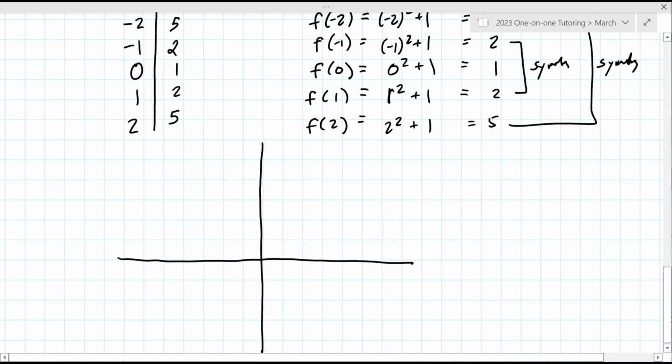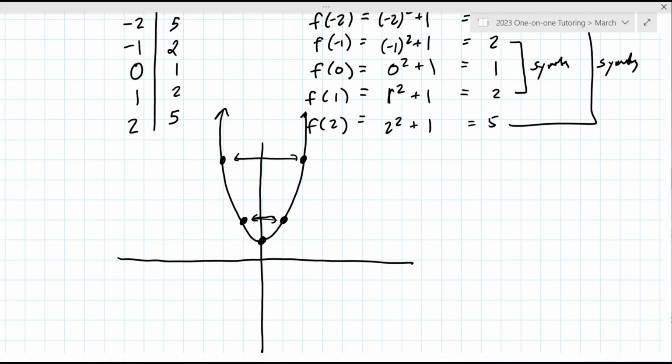Here is 0, 1, 1, 2, 2, 5. And then by symmetry, you see the -1, -2. You see that it's directly across from the other point. And then -2, 5. See how it's directly across from the other one there. There is some symmetry there that you can take advantage of. All right. Any questions on that?